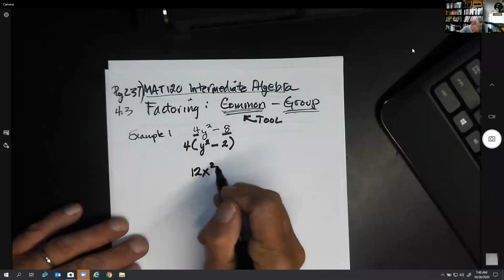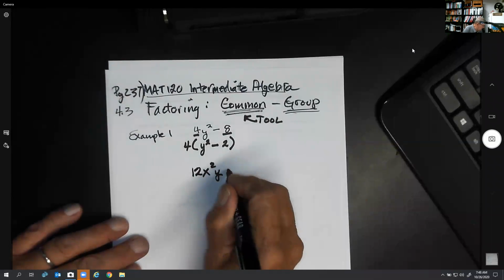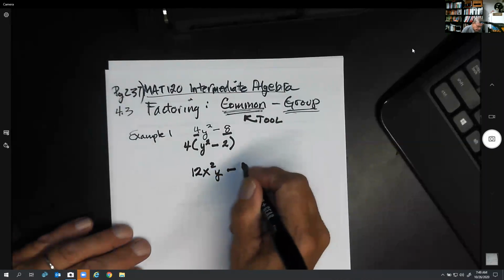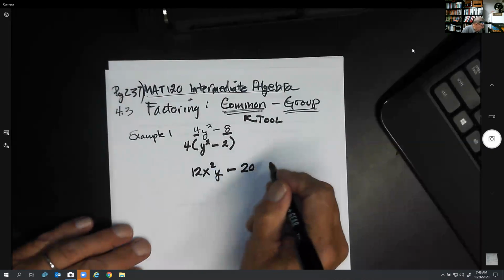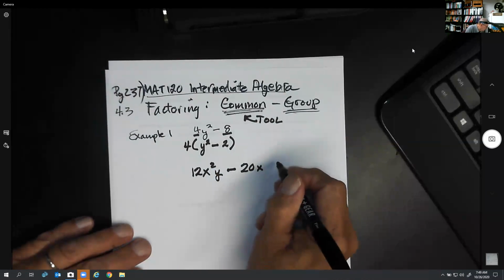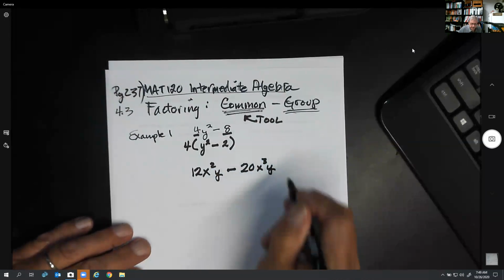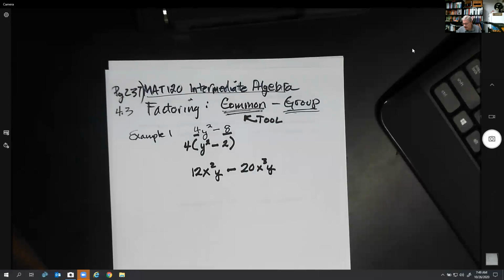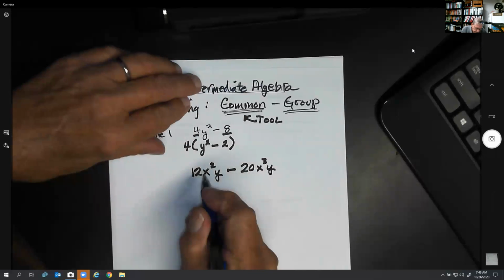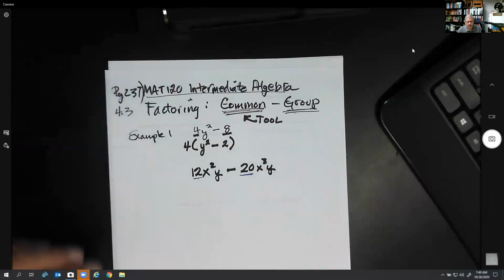12x squared y, and this could have a minus or a plus. This happens to have a minus 20x cubed y, excuse me. So we kind of go through the problem one step at a time. We look at the 12 and we look at the 20 and we say, is there something common?